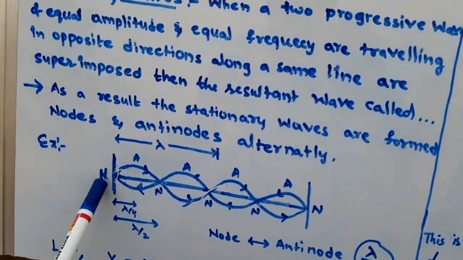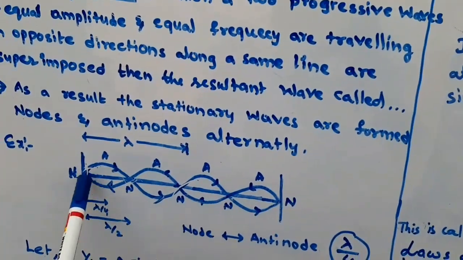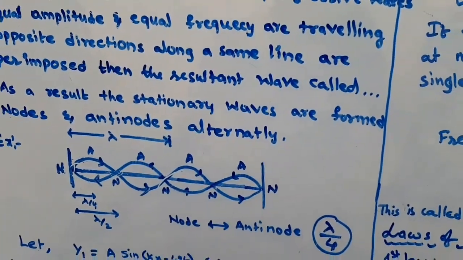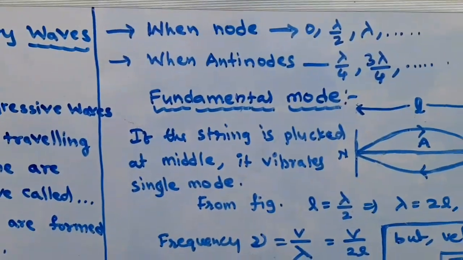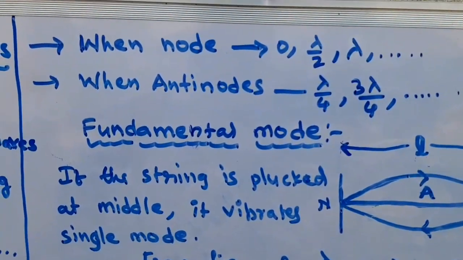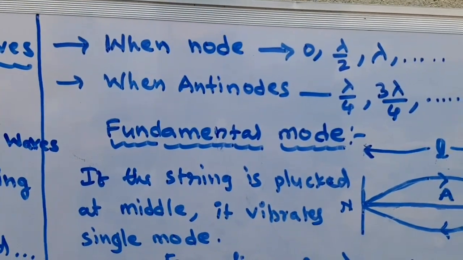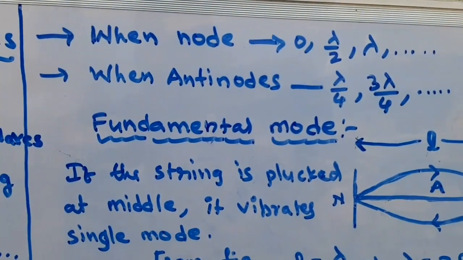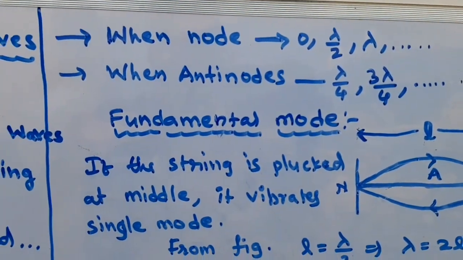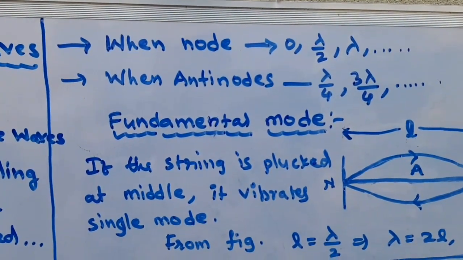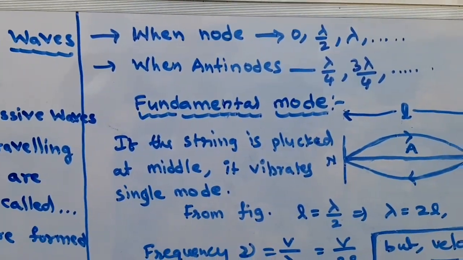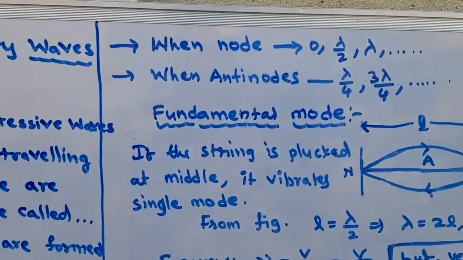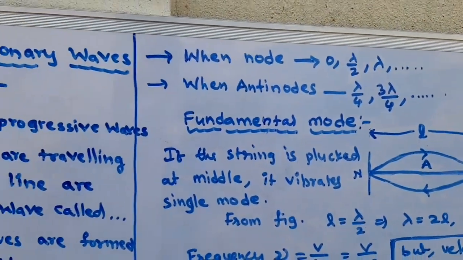These are the nodes. Wherever the amplitude is formed in this wave equation I wrote here, nodes are formed at 0, lambda by 2 and lambda, and antinodes in the stationary wave are formed at lambda by 4, 3 lambda by 4, 5 lambda by 4, etc.